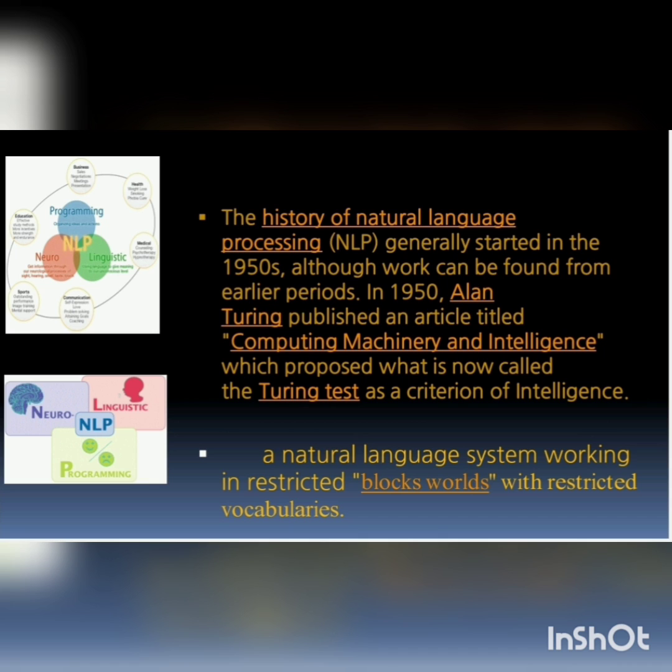Now we discuss the history of natural language processing. It generally started in the 1950s, although work can be found from earlier periods. In 1950, Alan Turing published an article titled Computing Machinery and Intelligence, which proposed what is now called the Turing test as a criterion of intelligence. Early natural language systems worked in restricted block worlds with restricted vocabularies.